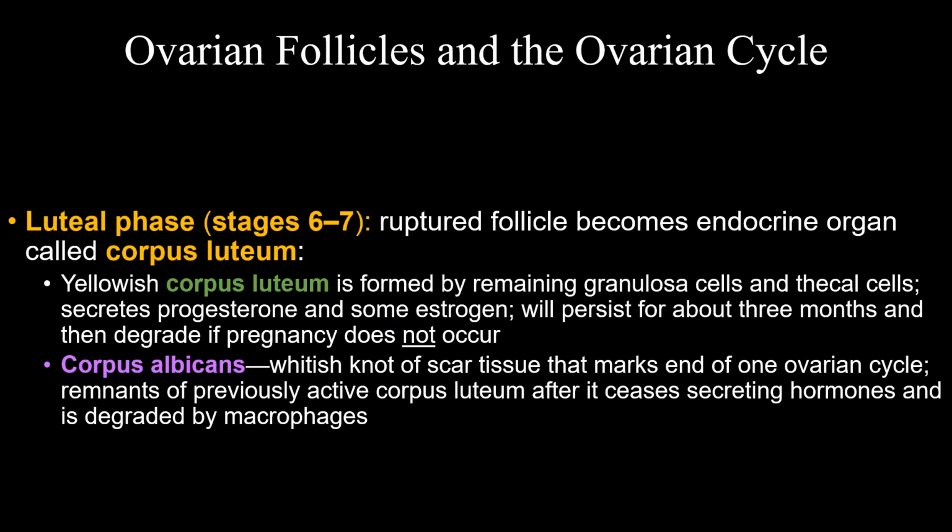Now, the luteal phase is the period in which the remnants of the ruptured follicle can become an endocrine organ called the corpus luteum. And there are two steps to this phase. First, the remaining granulosa cells from the ruptured follicle will enlarge, and along with the thecal cells, form a yellowish colored corpus luteum. And the corpus luteum secretes progesterone and some estrogen.